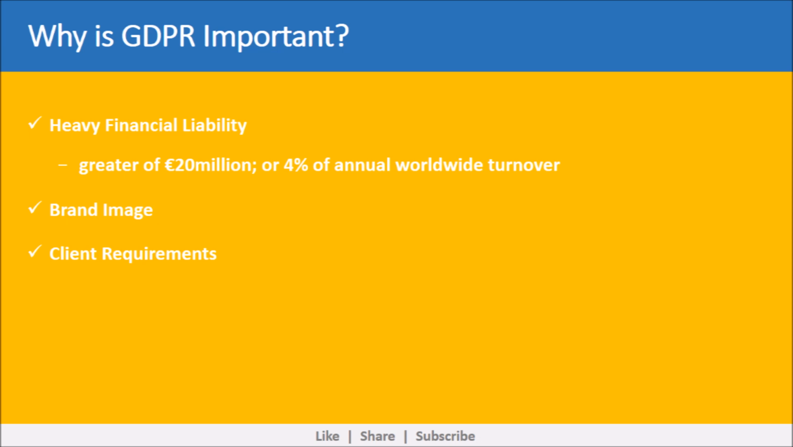First is heavy financial liability. The penalties for non-compliance shall be the greater of 20 million euros, or 4% of annual worldwide turnover. Second is loss to brand image or brand equity. Brand reputation is an organization's most valuable asset, which is built over a course of time. Not complying with GDPR might affect your brand image. Third, client requirements. Your clients will want to know that they can trust your organization to protect their personal data, and hence GDPR compliance will be critical to building trust and earning loyalty.